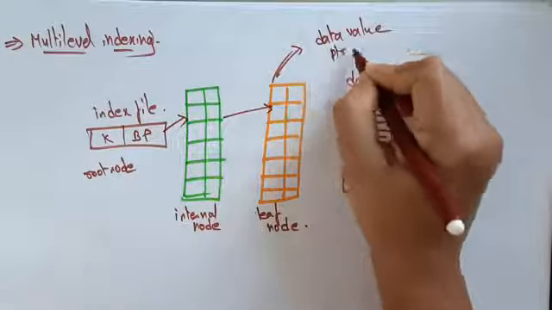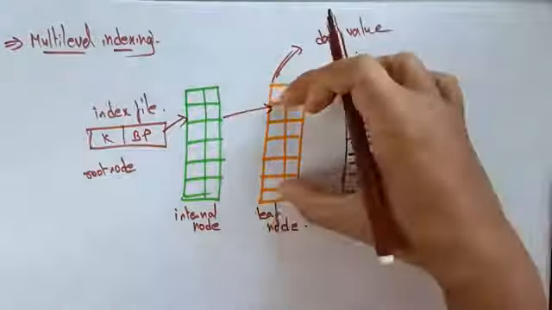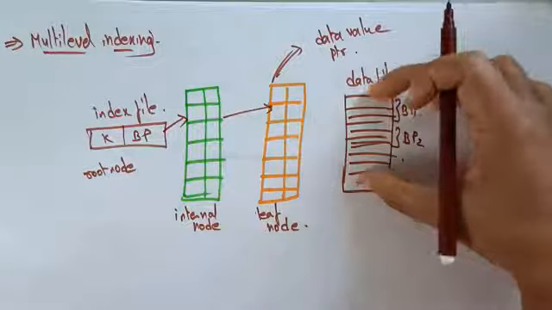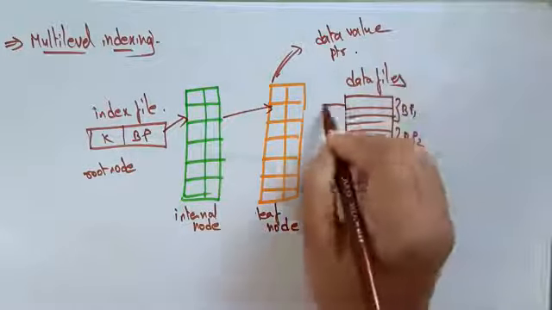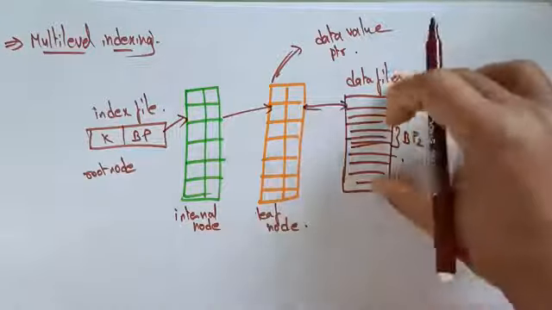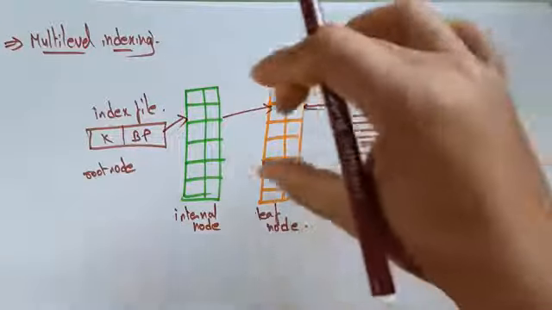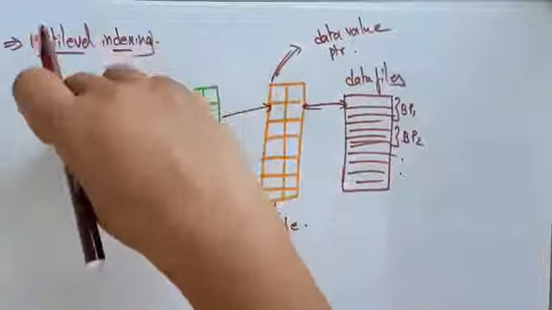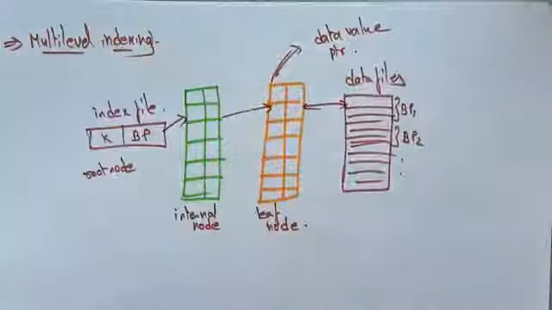So the data pointers will be present in this leaf node. This data will be stored on the data files. Whatever data is present on the secondary memory or the disk will be stored in the leaf node. That will be sent to the internal nodes, and that will be exactly stored in one record.